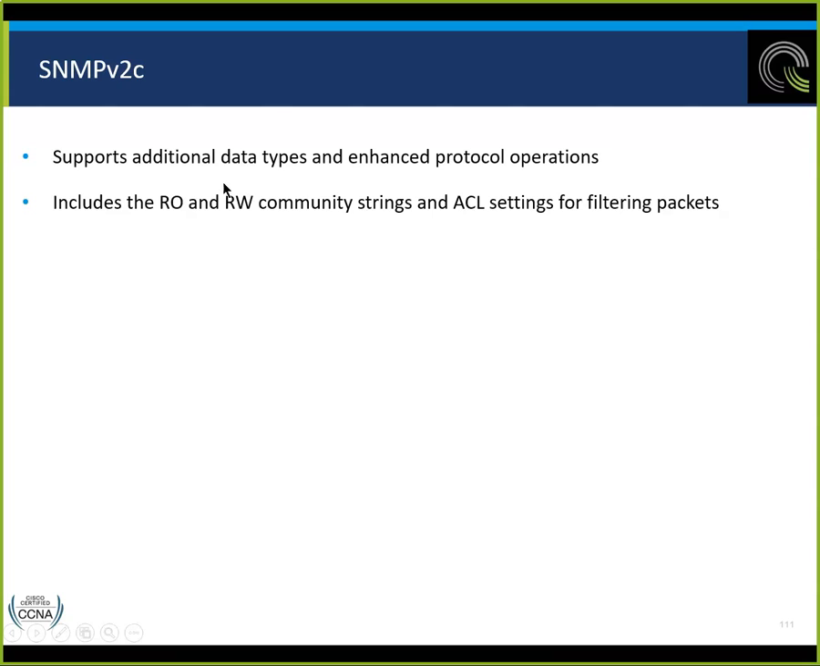SNMP version 2 has been around for a long time, but it has the read-only and the read-write, and we can do access control lists. Access control lists we'll do in security, but when we do, think about what I can do with this in order to protect my network, send information that I want where it needs to be and only where it needs to be. And that's a big thing that access control lists are going to do for us.